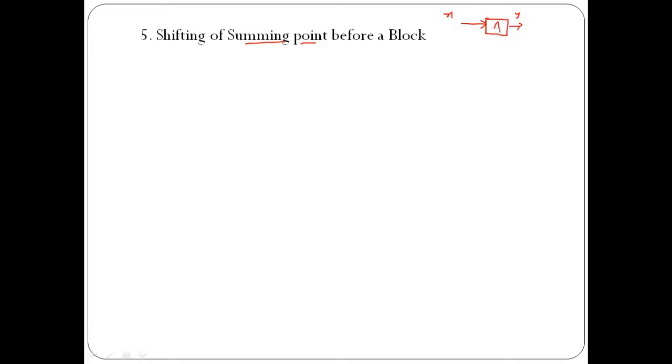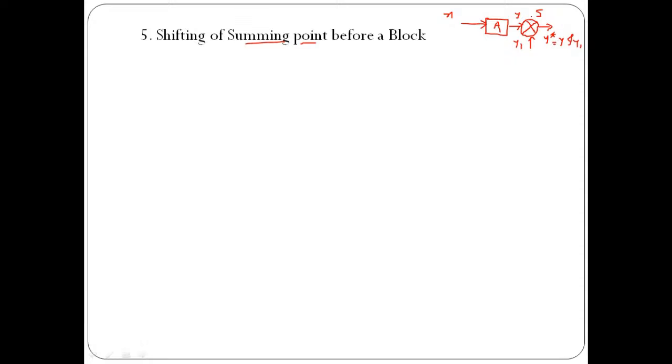Let us consider that the gain of that block is say a, and suppose here we are having a summing point like this, say s, and to this summing point we apply some input, maybe say y1, and now it is going to generate some output y star, that will be a combination of y and y1.